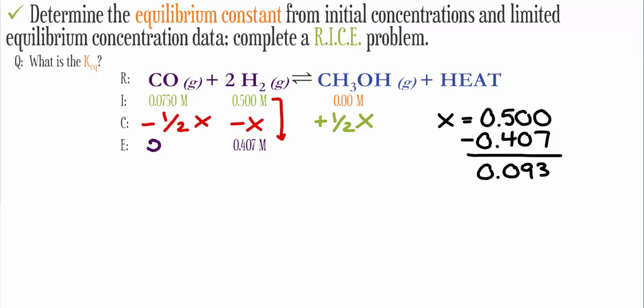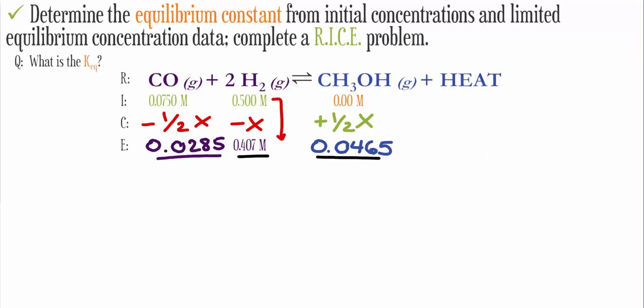With the carbon monoxide, we're only losing half of that, and so what is left after we've lost 0.0465 from our 0.0750 molar concentration of the carbon monoxide is 0.0285. Since the methanol started with nothing, half X, the 0.0465, is what we will have at equilibrium for it.